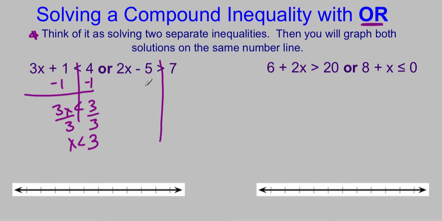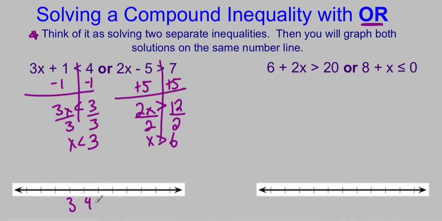Do the same thing here. I'm going to add 5 to both sides. 2x is greater than 12, divided by 2. x is greater than 6. So I need to fit a 3 and a 6 on here. So let's do 3, 4, 5, 6. And then we keep going in both directions.